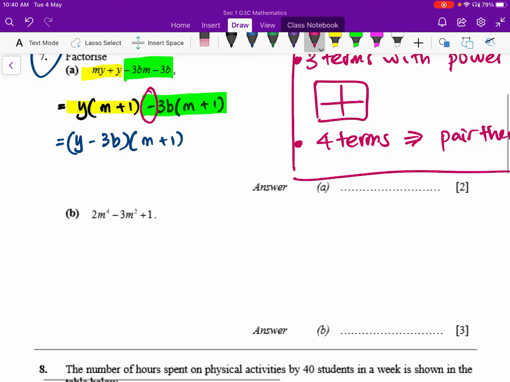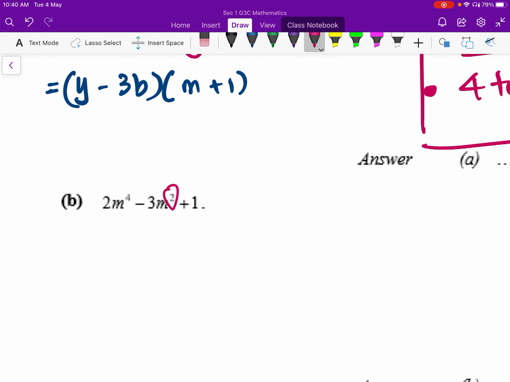Okay, now we come to this. Hey, what is this now? 3 terms. Power 2. Hey, the power 2 is over here, but that is not exactly the power 2 I'm referring to. These 3 terms still require us to draw a box. But I didn't teach you how to factorize power 4. Then how?